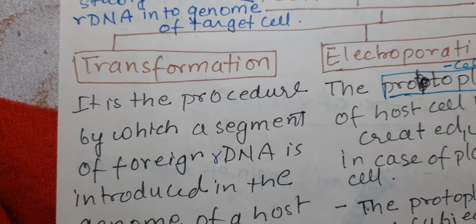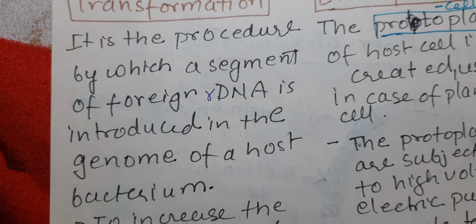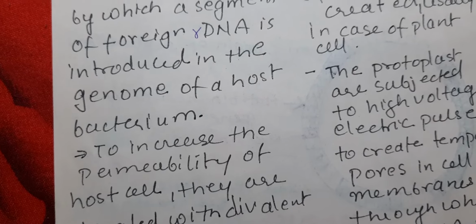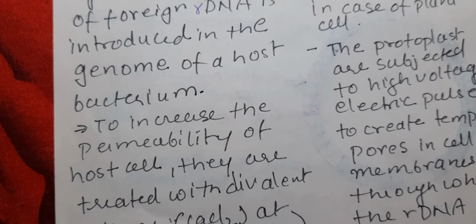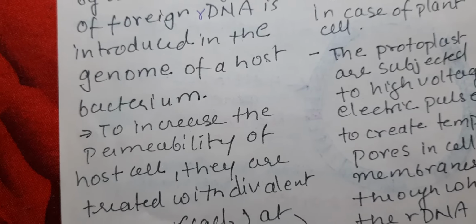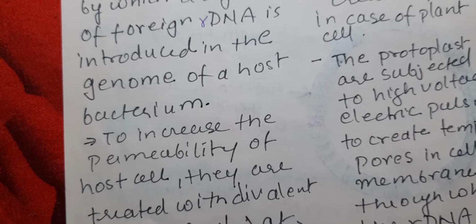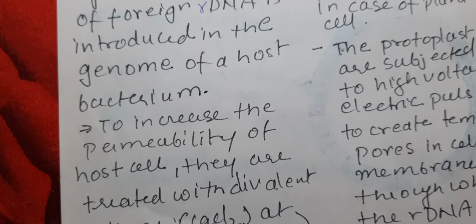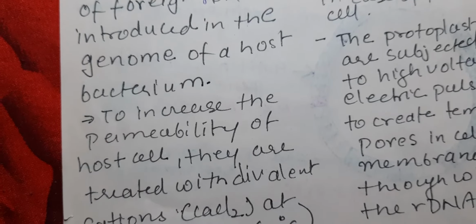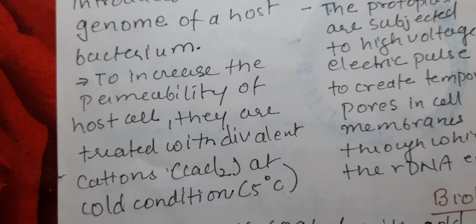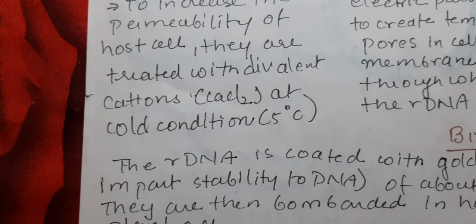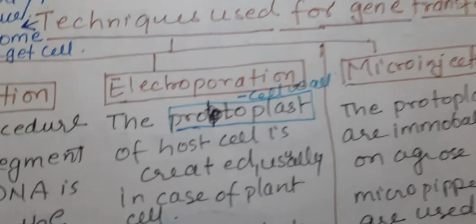Transformation is the procedure by which a segment of foreign recombinant DNA is introduced in the genome of the host bacterium, and we need to increase the permeability of the host cell, because it may happen that we are introducing the vector DNA into the host, but the host is not taking up that DNA. So we have to increase the permeability of the host when we are doing the transformation artificially. The host is treated with calcium chloride at low temperature, so it now becomes ready to take up this foreign DNA, or you can say vector or chimeric DNA.